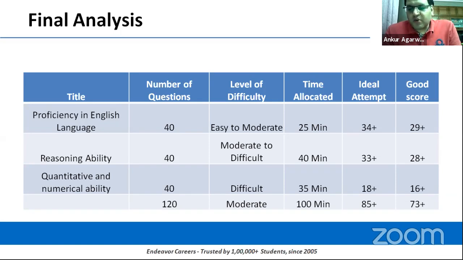So you can look at allocating the remaining 35 minutes of your paper to this particular section, and look at attempting around 18 plus questions with a score of 16 plus, which should give you an overall score of 73 plus, which should be good enough to get you a seat for BBA at NMIMS Mumbai, and also your BSc Finance at NMIMS Mumbai, right?